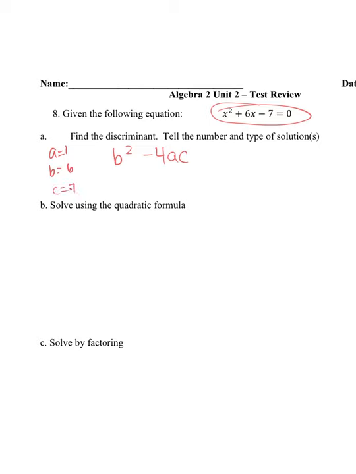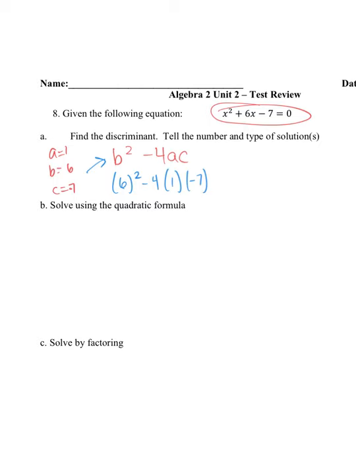And all I'm going to do is plug those numbers back into this equation. So b is 6, so I'm plugging in 6, minus 4 times a times c. And if you notice here, I put parentheses around everything that I plugged in, and that is super, super important. You need to put it around every number that you plugged in. It will help you, believe me.